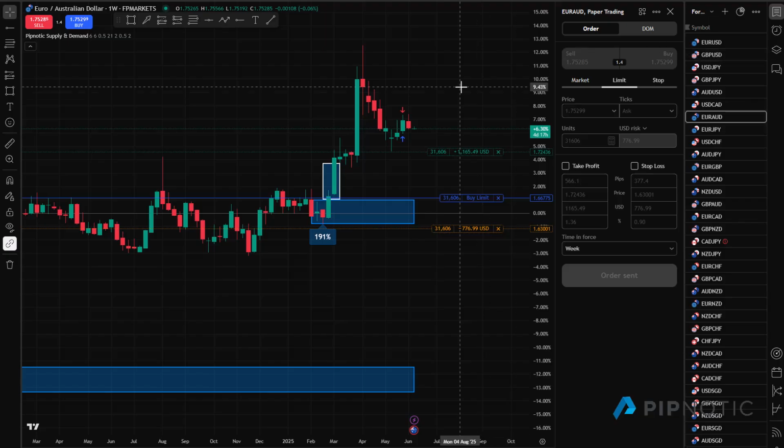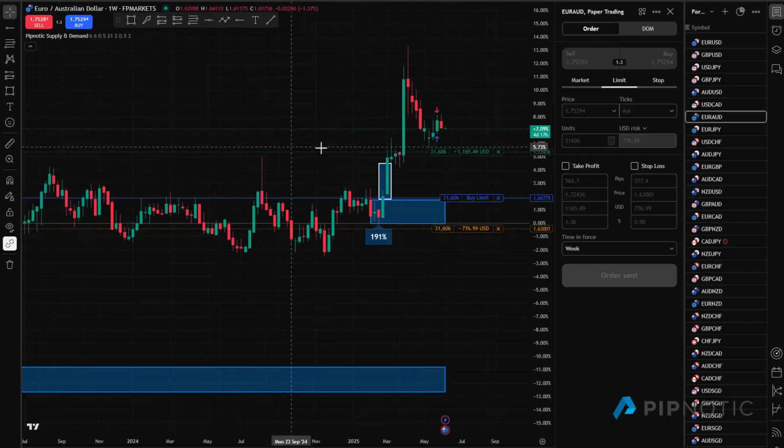Alright, I'm back. This is just a nice departure, a nice imbalance. You can see the buy zone right there, so this would be a reasonable place to expect a reaction. Okay, where are we going to go from here?